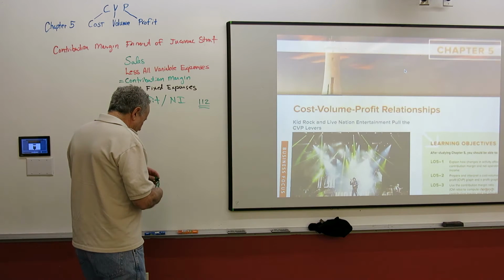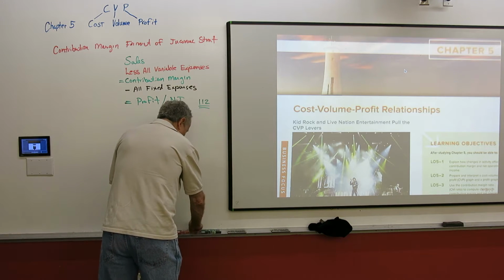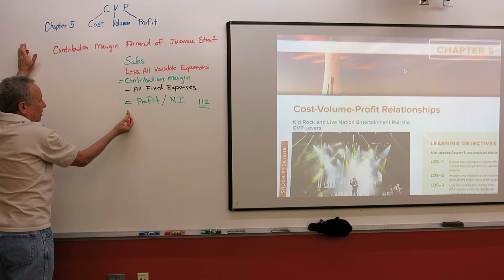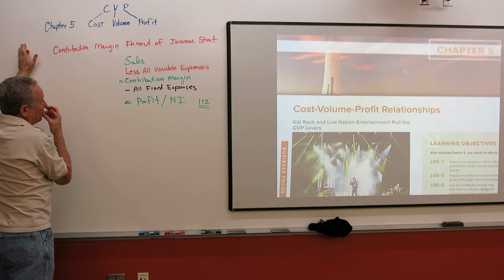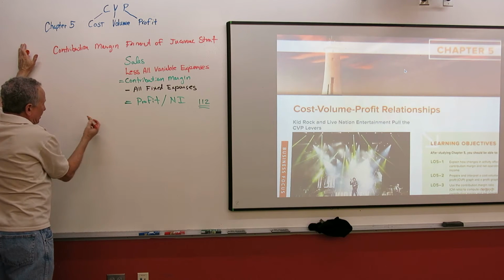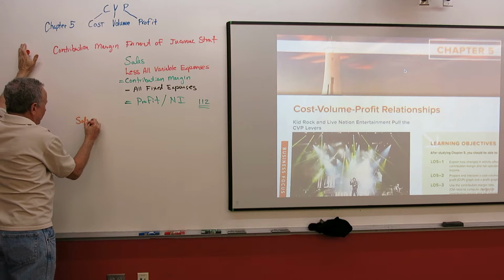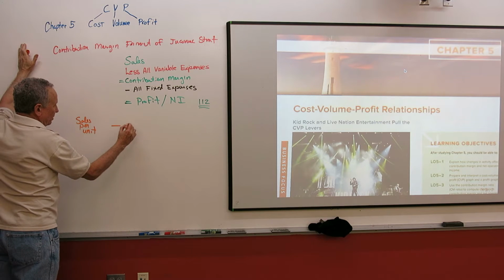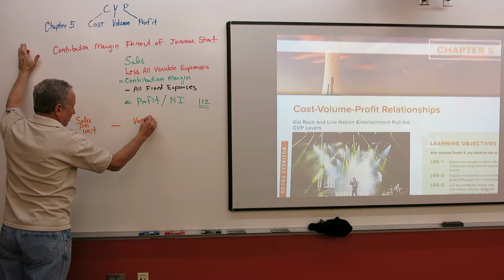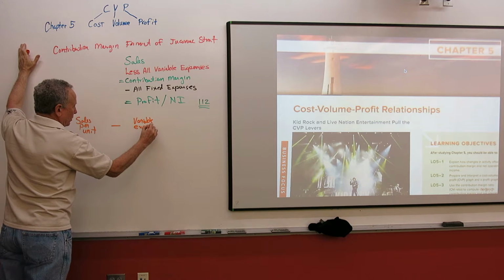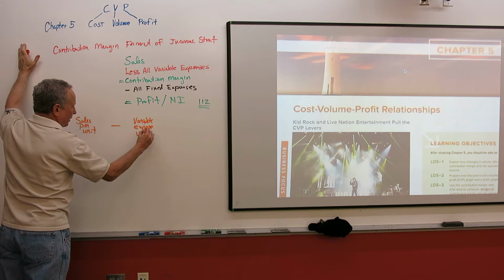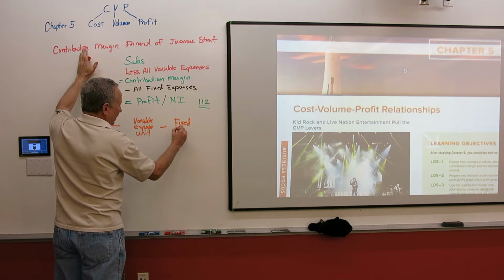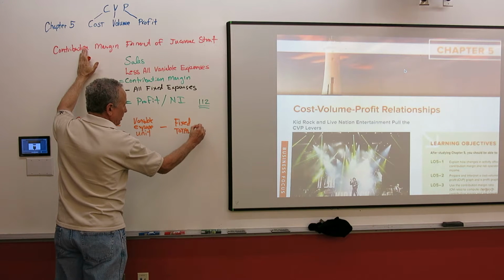By the way, the chapter does introduce this same concept in the form of an equation. If you just take this and turn it, this is vertical. Let's change it to horizontal. Let's take sales per unit minus variable expenses per unit minus fixed in total is equal to profit.